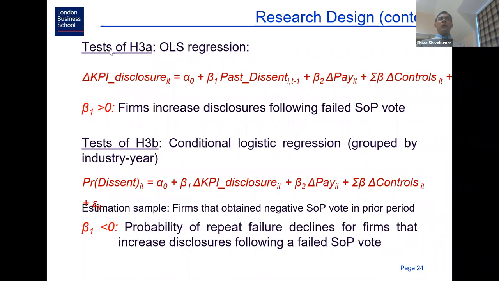Our last set of hypotheses relate to firms that have failed one SOP voting, and we are going to look at what happens in the subsequent SOP voting. So we first check whether the KPI disclosures increase, and for that, we relate the past dissent, an indicator for past dissent, against the change in the KPI disclosures at the next or the subsequent SOP voting. If firms increase their disclosures following a failed SOP voting, we expect beta 1 to be significantly positive. And similarly, if those increased KPI disclosures led to a lower likelihood of a subsequent dissent vote, we expect this beta 1 to be negative.